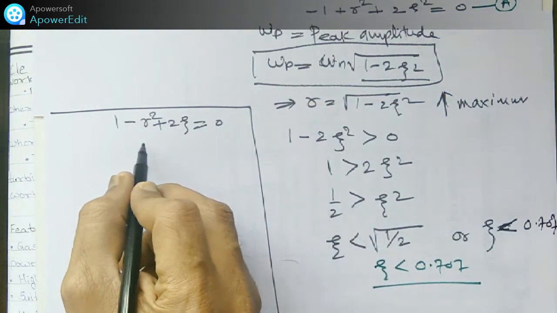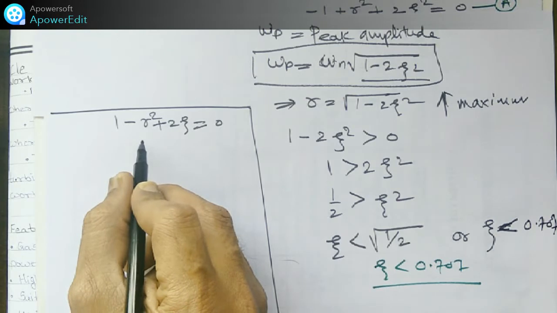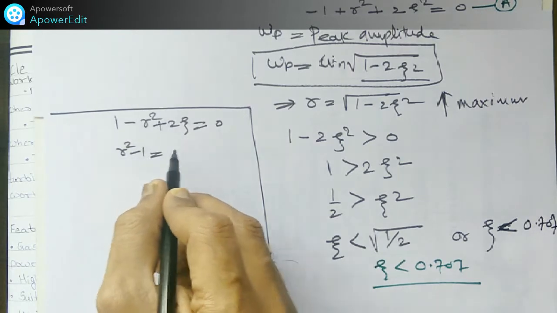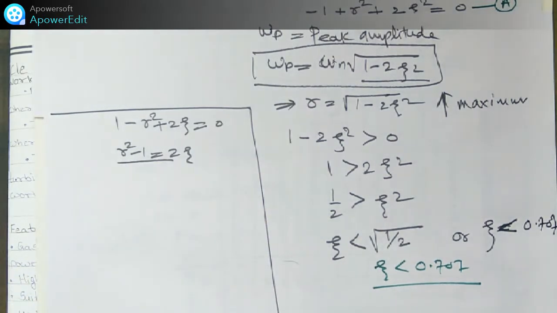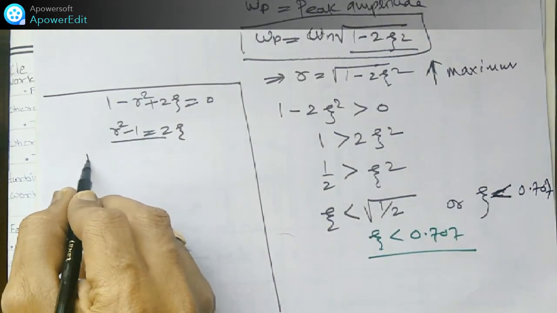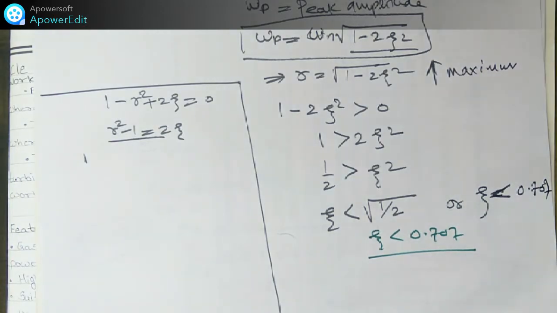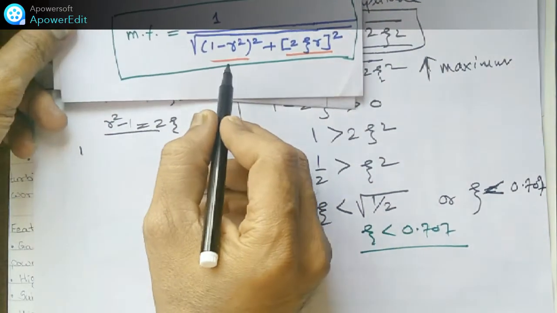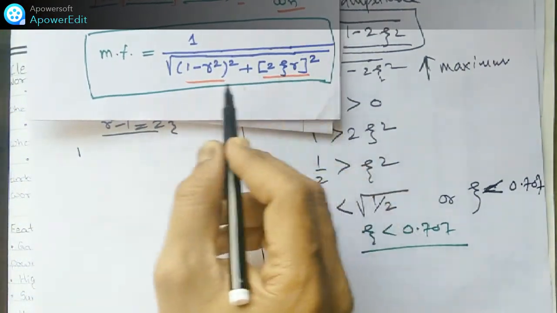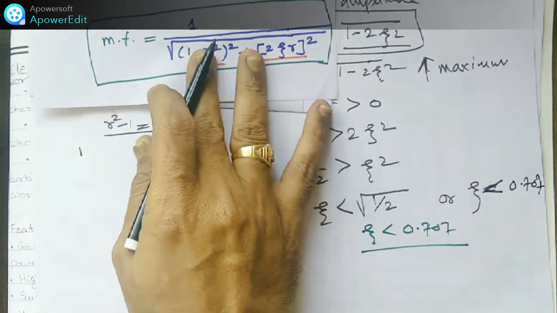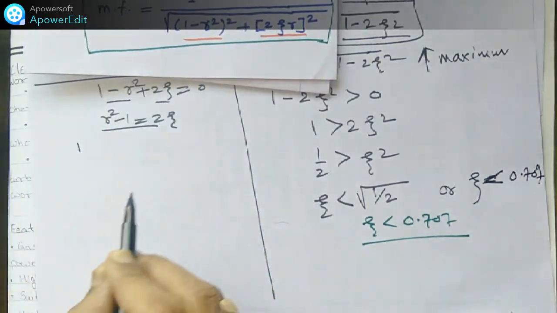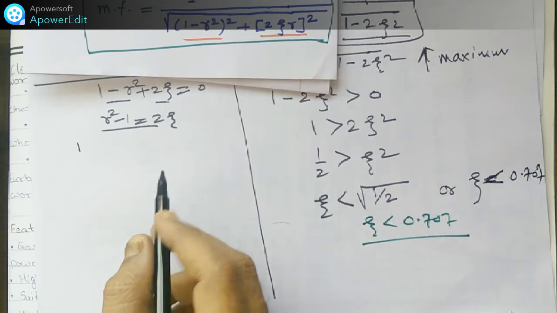See here, this 1 minus r square minus 1 is equal to twice zeta. Like this also we can write, correct? So what is the formula for MF? MF is equal to, already we have that formula in terms of r here. See here, 1 by r square, 2 zeta r square. In this bracket, we are putting this 1 by r square, 1 minus r square. This 1 minus r square is minus of twice zeta. We are putting here the value 1 minus r square, r square minus 1, twice zeta.